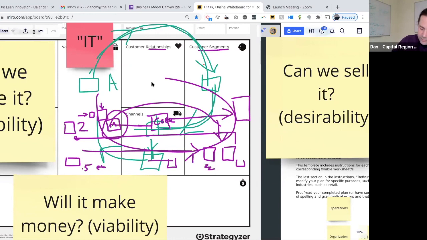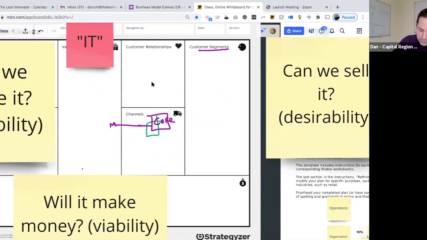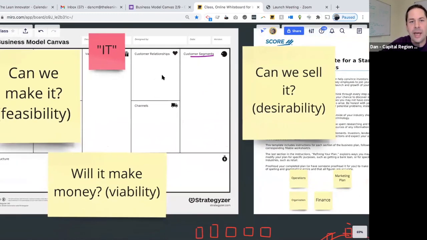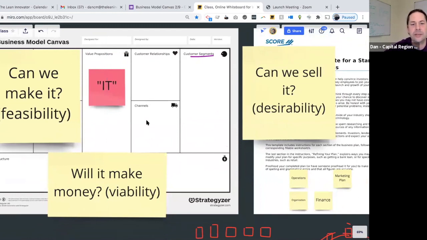Okay, so let's zoom back out. And I'm just going to finish up this discussion on can we sell it? We've talked about the value proposition. We've talked about customer segments and channels. And now this other thing up here is customer relationships. What does that mean?